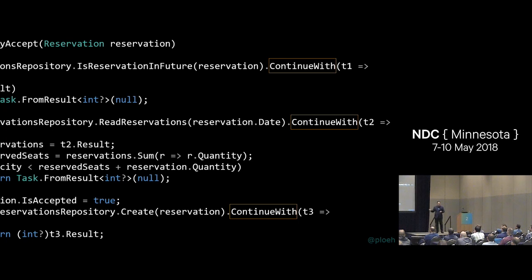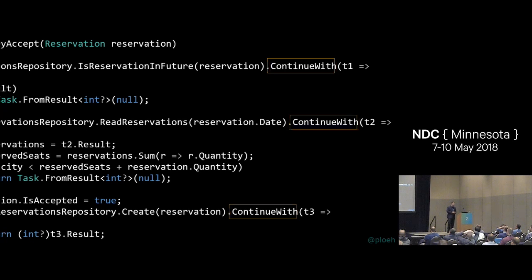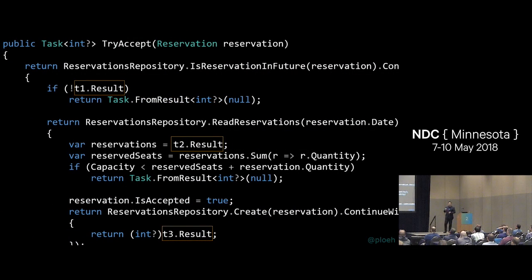So you get a task in its completed state as input into the code block that you supply. So T1, T2, and T3 there, those are completed tasks. What I've done here is I continue with the code block in the form of a lambda expression. So T1, for example, is the completed task that comes back when is reservation in future has evaluated. So you can say T1.result, that's a Boolean value, and then you can do normal if things on that. And T2.result further on down, for example, that's a task of reservation collection. So taking the result out of that will just give you the reservations and so forth.